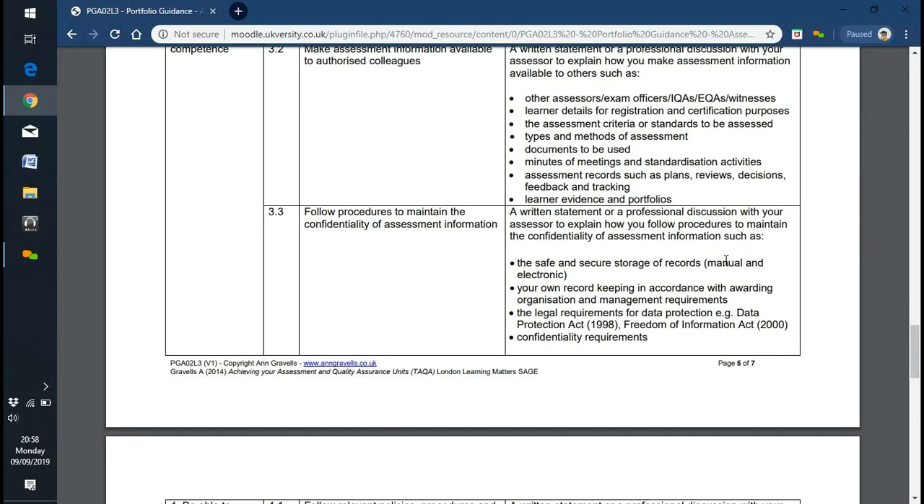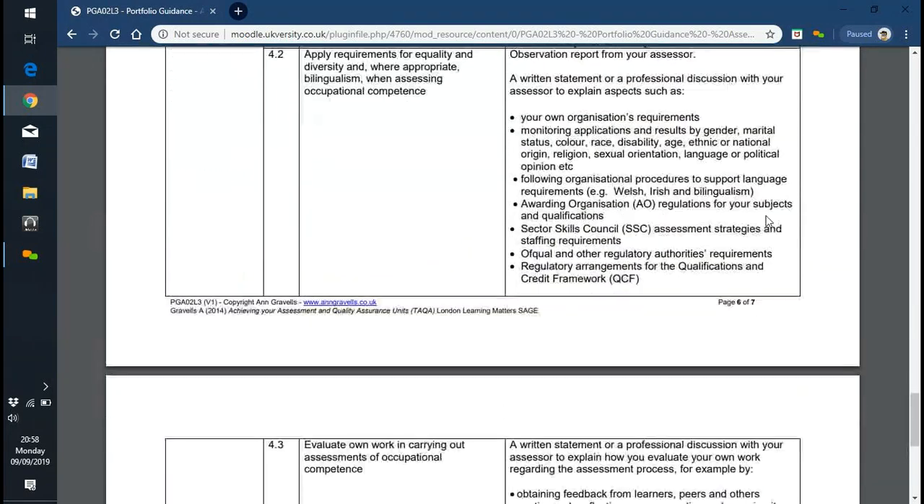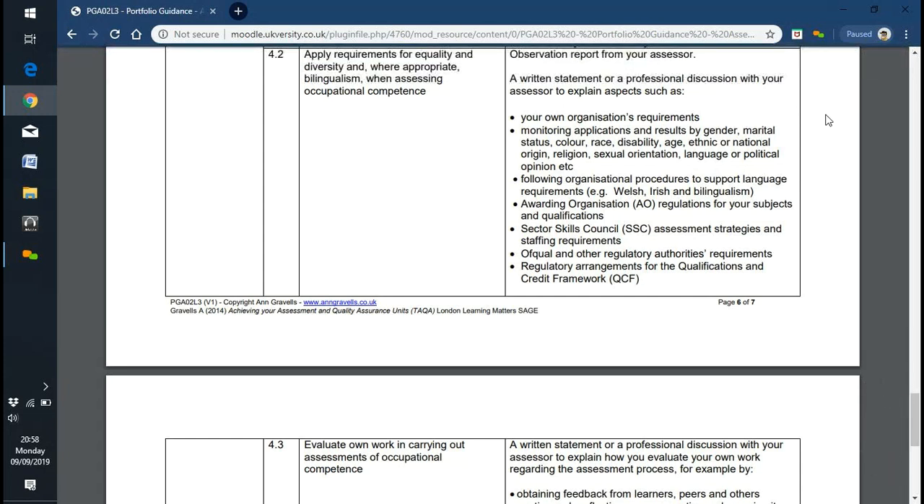Yeah. Safe storage of records, manual and electronic, which I just covered anyway. Your own record keeping, legal requirements, Data Protection Act, Freedom of Information Act, etc., etc. Health and Safety at Work Act, Equality Act, Safeguarding Vulnerable Groups, Data Protection, Freedom of Information. So there's a whole host of things on there that will just tell you which direction you should be going in. Procedure and language requirements, Welsh, Irish, Scottish. Nowadays we have quite a diversity in the number of people that are now speaking Welsh and Irish and Scottish Gaelic.